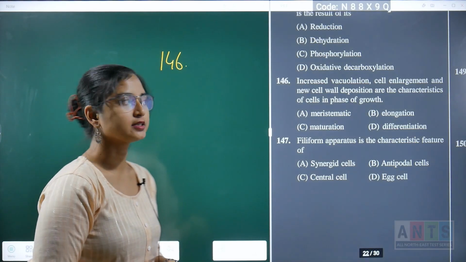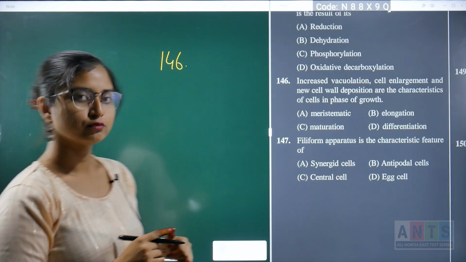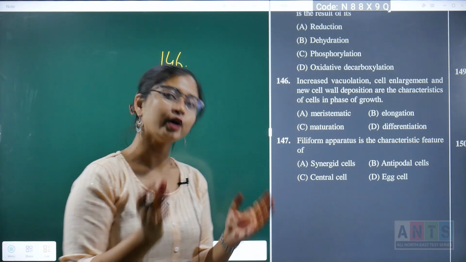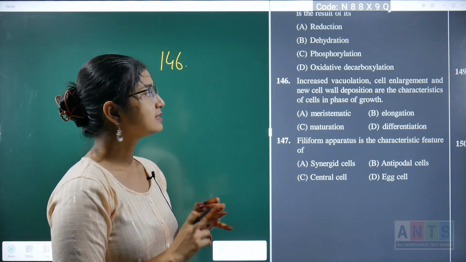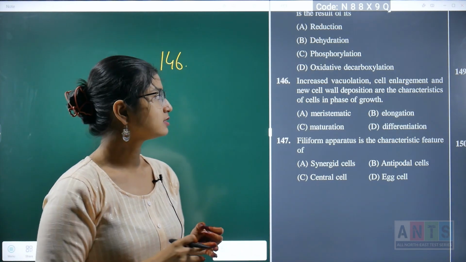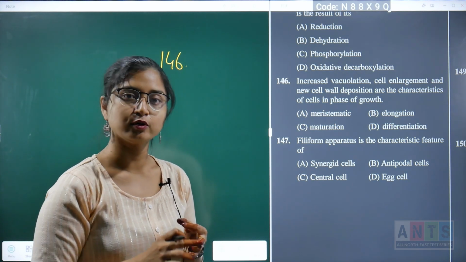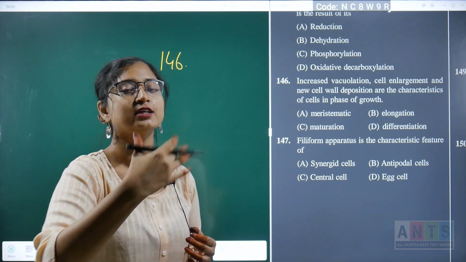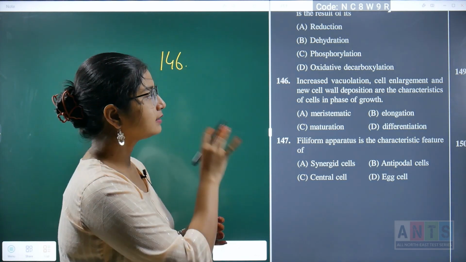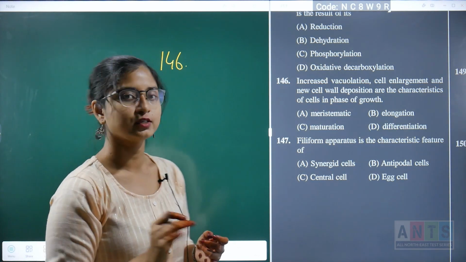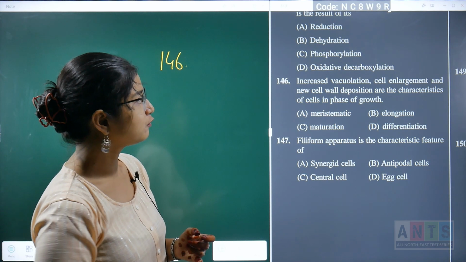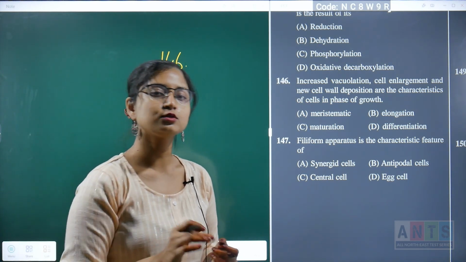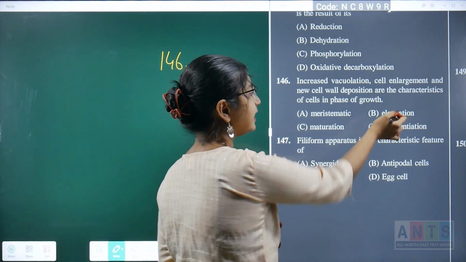Now, question number 146. Increased vacuolation, so more formation or more pronounced formation of vacuoles, cell enlargement, the cell growing in size, and new cell wall deposition, so primary में अभी secondary cell wall भी add हो रहा है, are the characteristic of cells in phase of growth. So which particular phase of growth is this? This is going to be the phase of elongation.